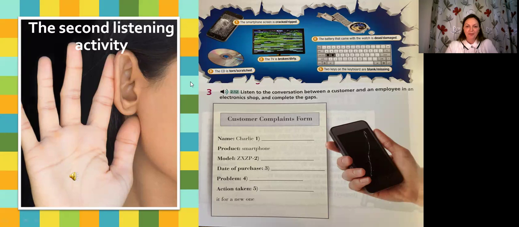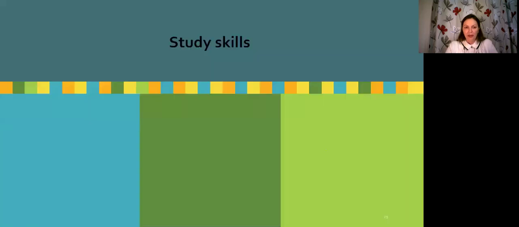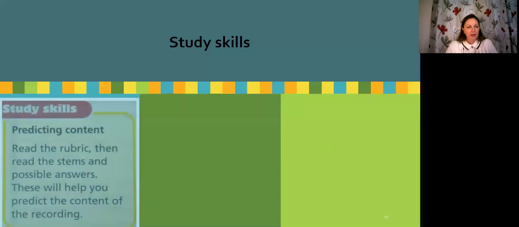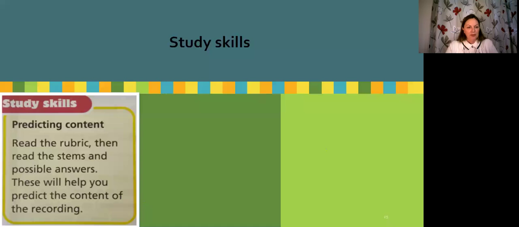Okay, so what helped me preparing my students for these activities are study skills that I have in my course book, and I usually read them aloud with my students. Predicting content is important. Read the rubric, that's the introduction to the exercise. Then read the stems and possible answers. Read the questions and read the answers which are possible. And predict, that will help you predict the content of the recording.